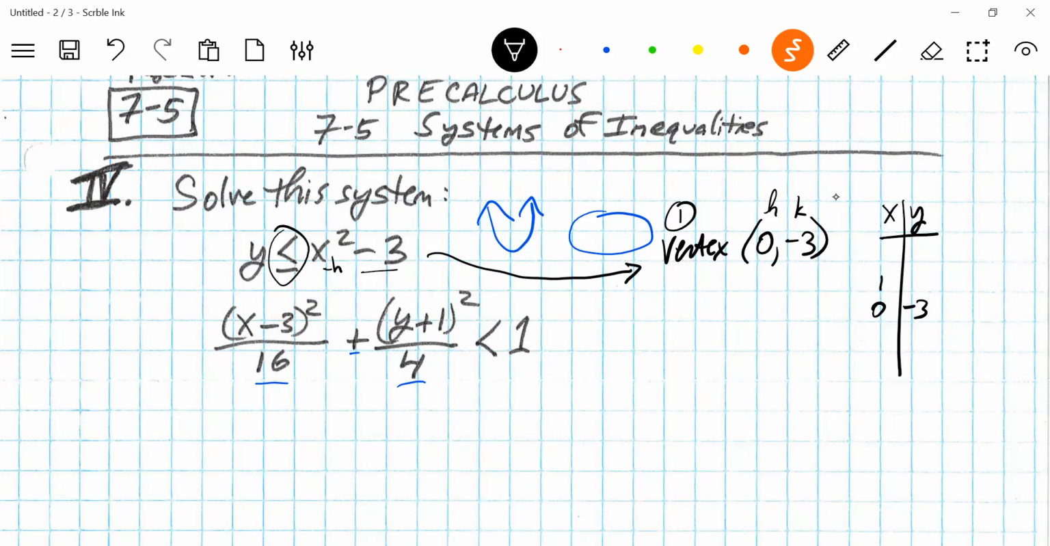And then if I go up 1 and up 2 and down 1 and down 2 from there, if I put 1 in here, I'll get a -2. If I put 2 in there, 2 squared is 4 minus 3, that gives me a 1. Same thing, if I put in the -1, I'm going to get -2. If I put in -2, I'm going to get a +1. So that's the second thing to do. Third thing is to recognize that we're going to have a solid line.